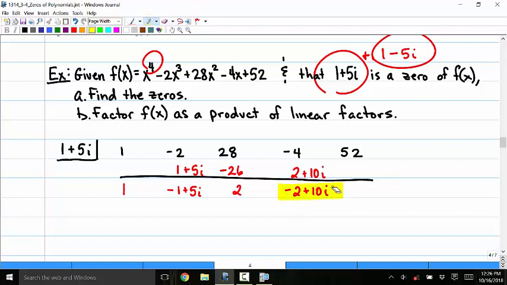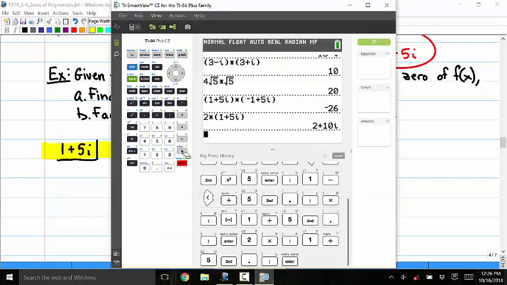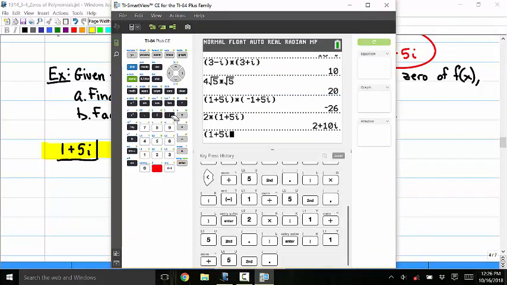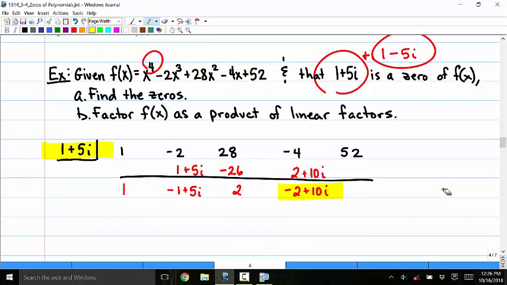And now I need to do negative 2 plus 10i times 1 plus 5i. So 1 plus 5i times negative 2 plus 10i. Was it 2 plus 10i? Negative 2.